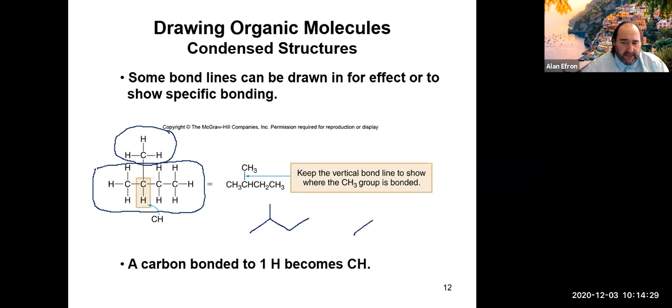Again, just dissecting that for you. This is a carbon, which would represent this carbon. This is a carbon, which would represent this carbon. This is a carbon, which would represent this carbon. And that's a carbon, which would represent this carbon. And at the end of this line, there's nothing drawn, so that is also a carbon, which would represent this carbon as well.